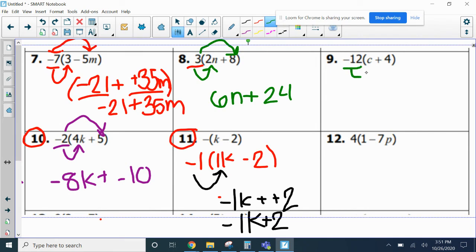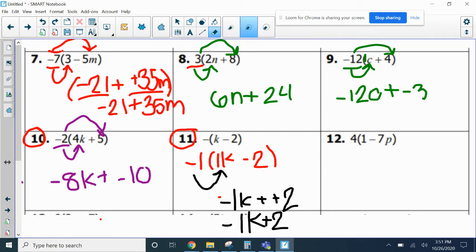All right, so then I have negative 12 times the first term and times the second term. So negative 12 times c, we know there's an assumed 1 there, is negative 12c, plus negative 12 times 4 is negative, not 30, negative 48. Did you get that one right? If not, do you see what you did?